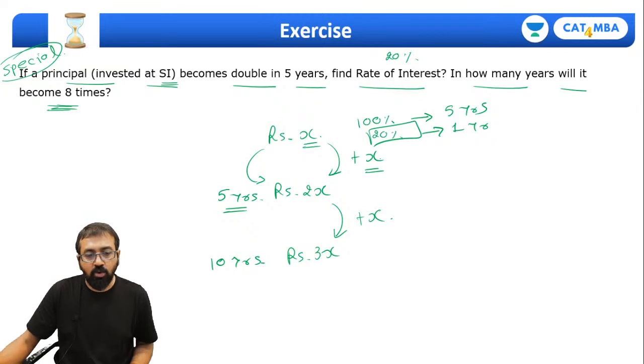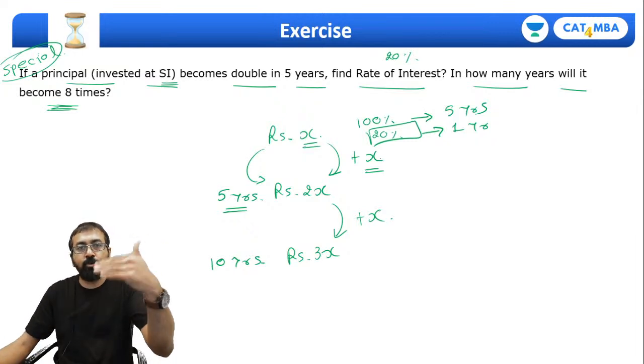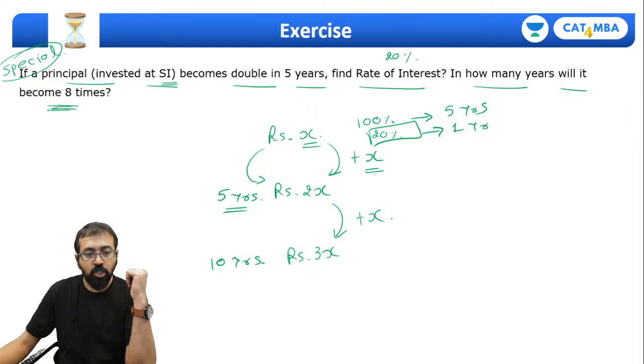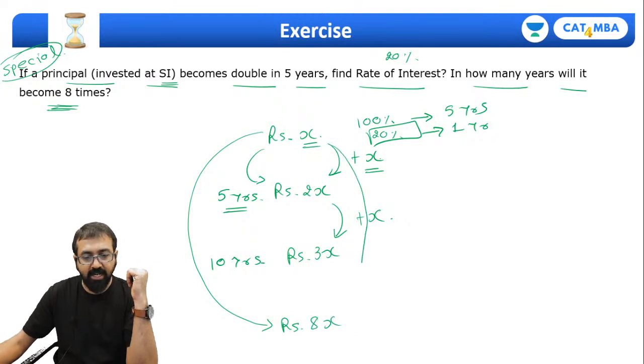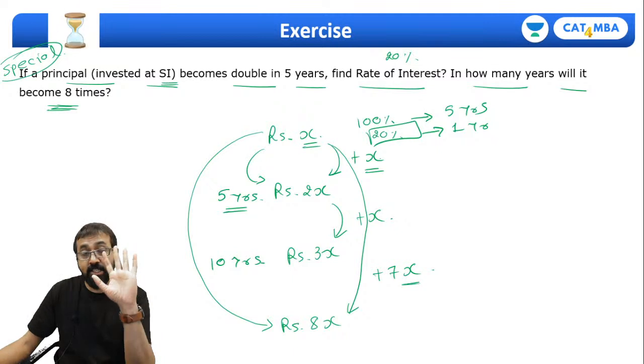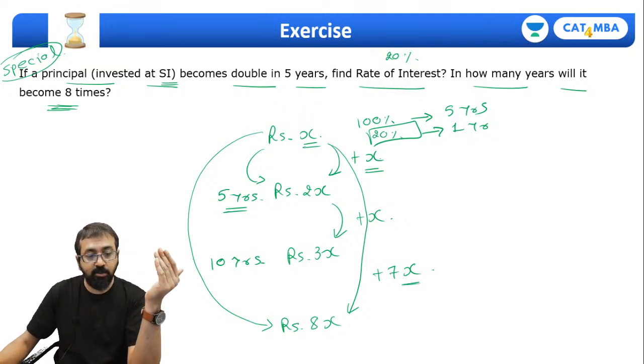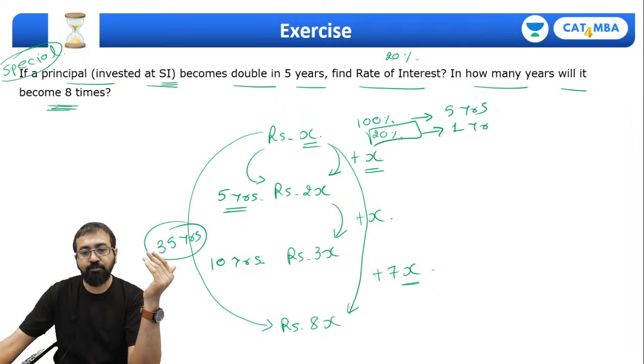Now the other question: in how many years will it become 8 times? I know that in every 5 years, X rupees of interest is going to get added. If I want to make it 8x, I'll have to add interest of 7x rupees. For 1x, it takes 5 years. So for 7x, it will take 35 years. Yes or no? So the answer for this one is 35 years.